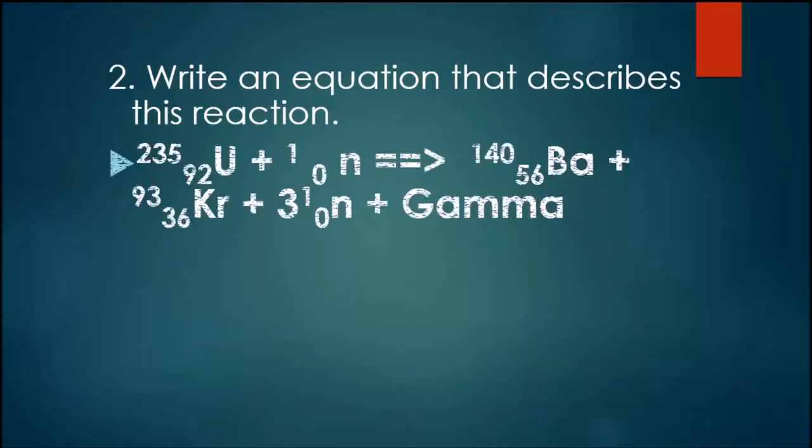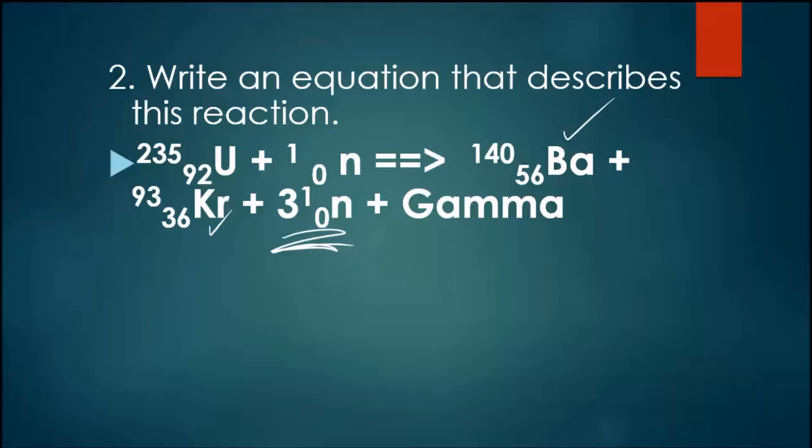Here's an equation for this reaction. Uranium-235-92 plus a neutron will form barium-140-56, krypton-93-36, and, this is the key, three neutrons. Will it always form barium and krypton? No. That's just this particular reaction. It could form any number of 20 different combinations of isotopes.